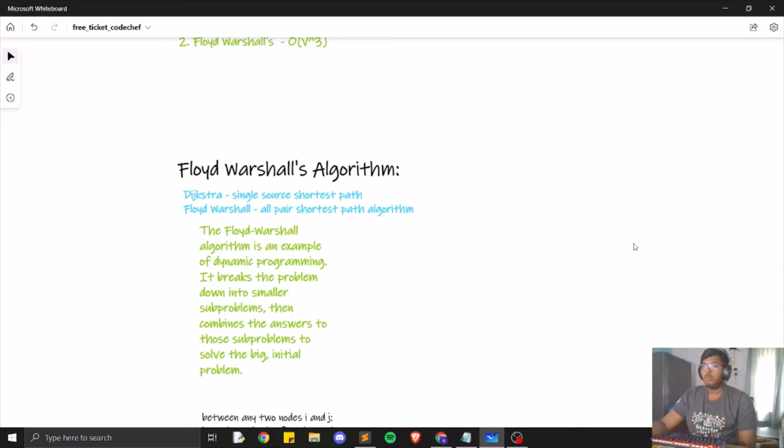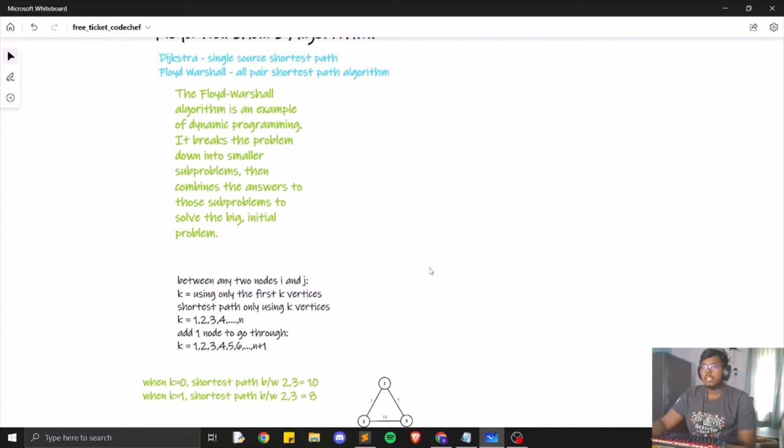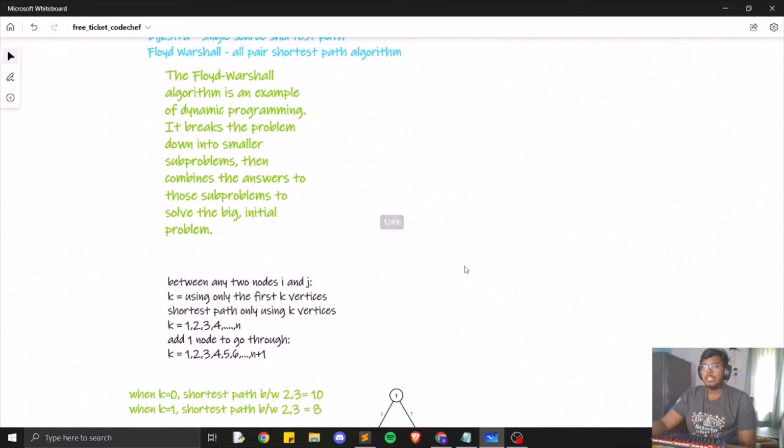It breaks the problem down into smaller subproblems and then combines the answers to those subproblems to solve the big initial problem. So we will see how this is referred to as a dynamic programming problem. For example, let us take any two nodes i and j. Let k be an integer where we'll be using only the first k vertices, so the shortest path using only the first k vertices. For example, let us take k equals 1 to n.